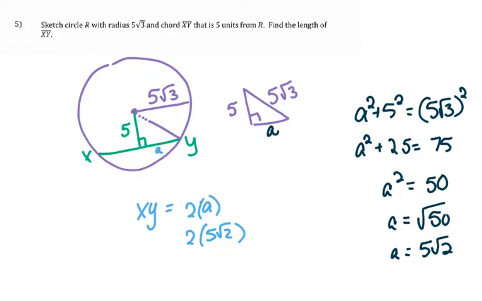And so what we want to do is we want to double it up because these measurements are congruent because the radius or part of the radius is perpendicular to the chord. So those segments are congruent. So our final answer is 10 radical 2.